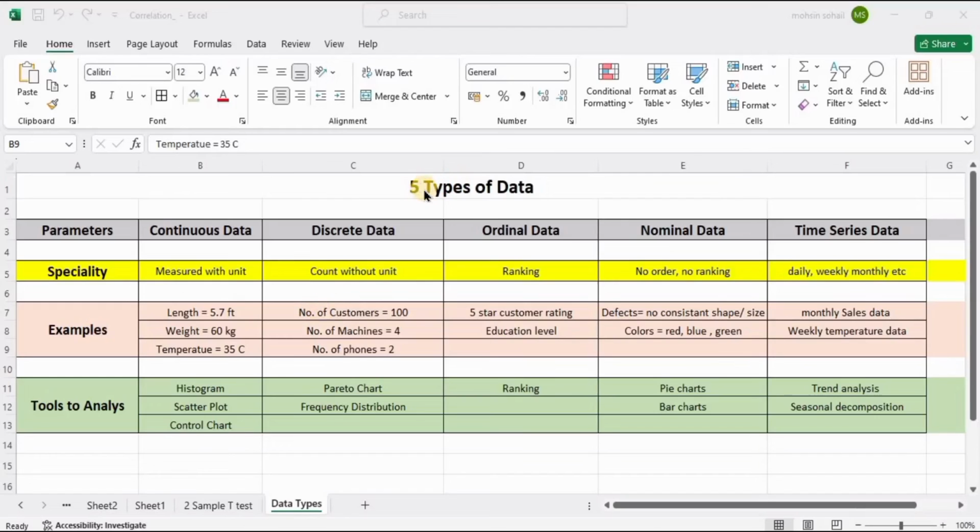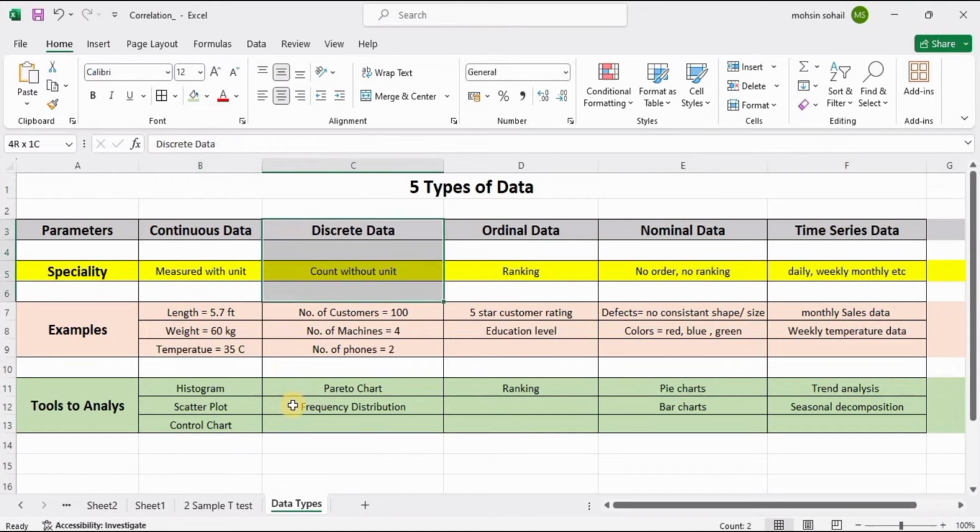In this video, we will discuss different types of data. So let's begin. First type is continuous data. This type of data can take any value within a range and is typically measured. Examples include length, weight, temperature, time, etc. Continuous data is often analyzed using statistical tools like histograms, scatter plots, and control charts.